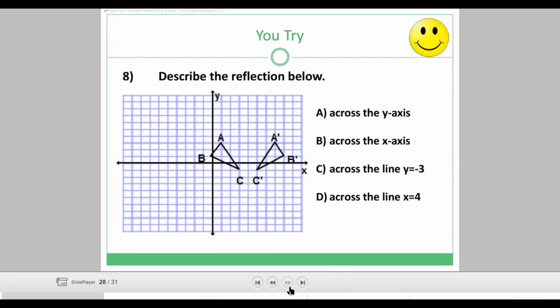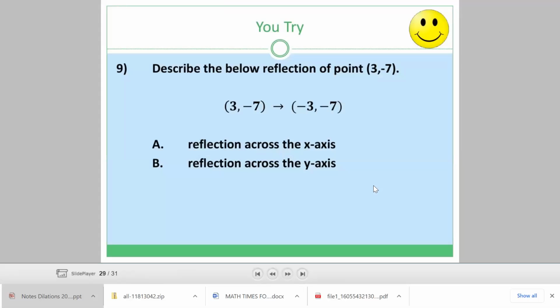Okay, all right. Another question for us to review. Describe below the reflection of 3, -7. It goes from 3, -7 to -3, -7. Which one is it, A or B?